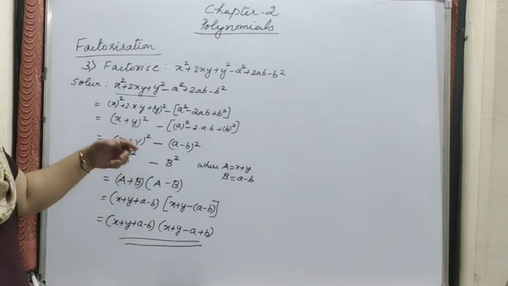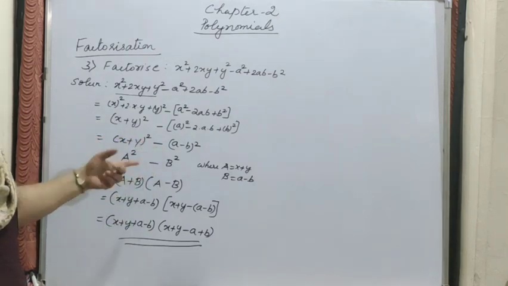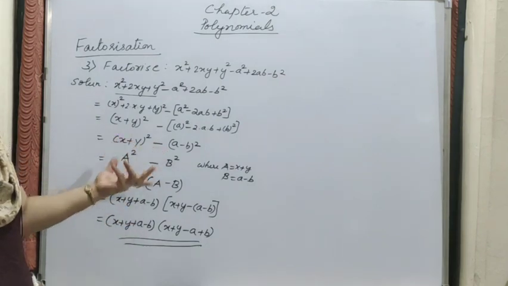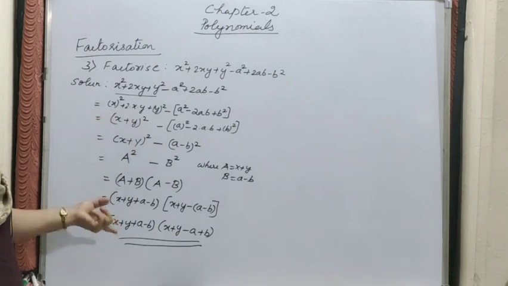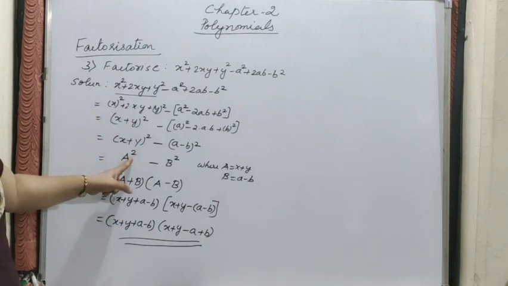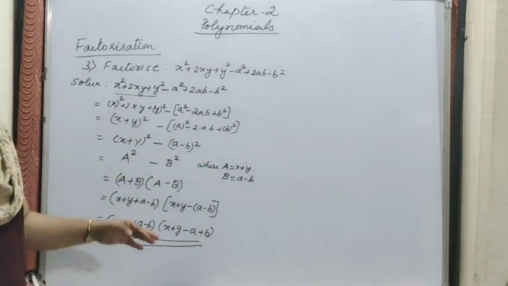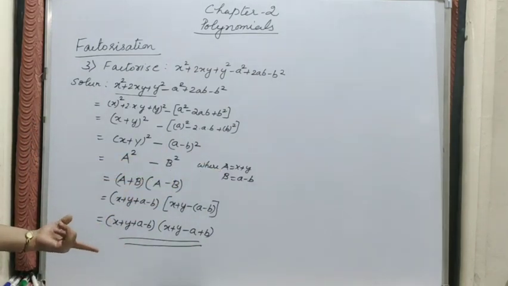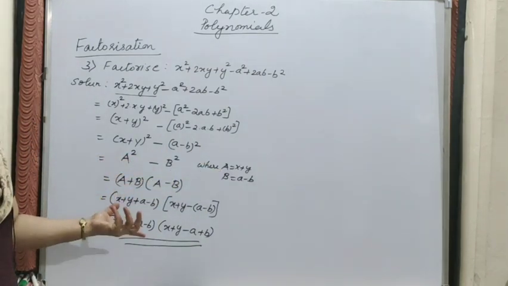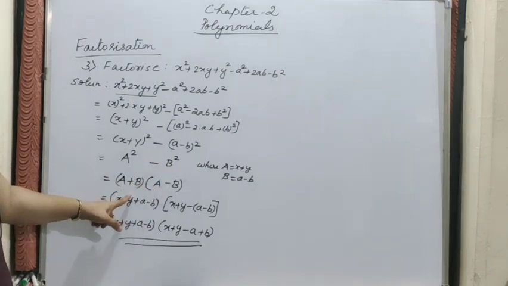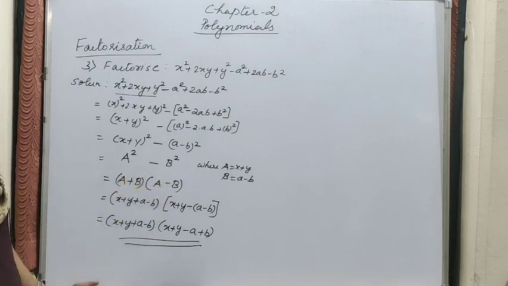Why? The solution is not complete because we have not got it in the form of a product yet. It is again in subtraction format only. But there is one more identity, which is a square minus b square. What is a then? What is b? A is x plus y, b is a minus b. So I have used capital letters. If it is a square minus b square, what are the factors then? A plus b into a minus b, right?